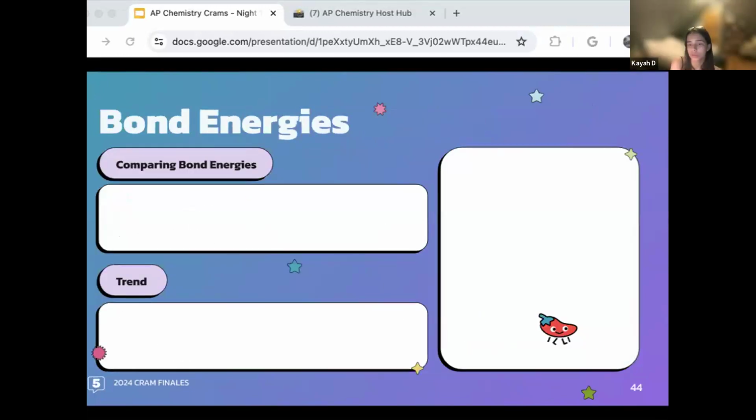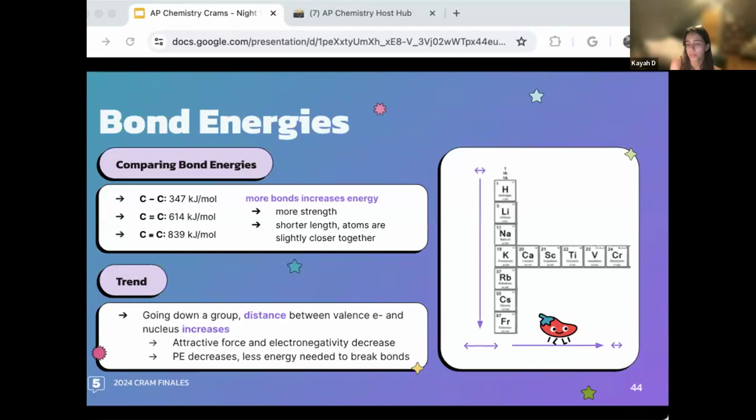So one thing we will do with bonds is we won't be measuring bond length, but we will compare bond energies. The more bonds you have present, the more the strength increases. For example, if you have a carbon single bonded to a carbon, or really just any atom bonded to another atom, a single bond will have the least energy compared to a triple bond. So as the number of bonds increases, the bonding is stronger.